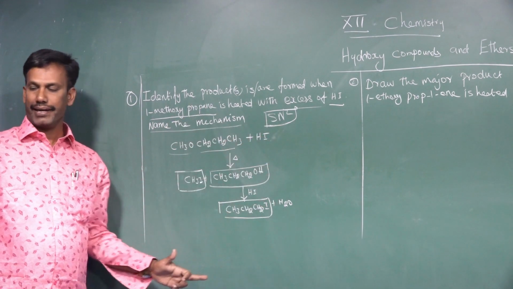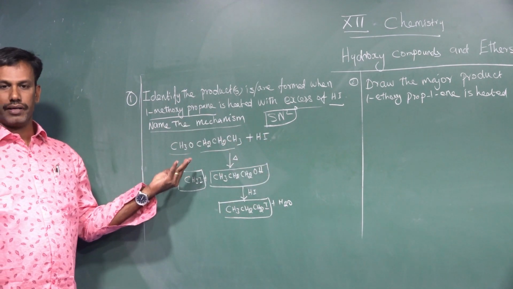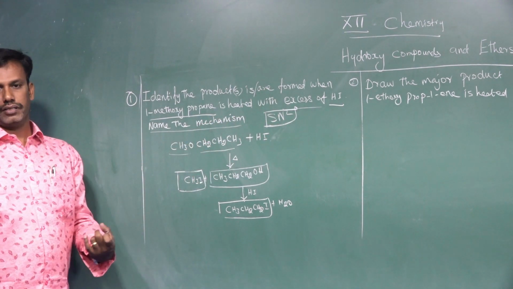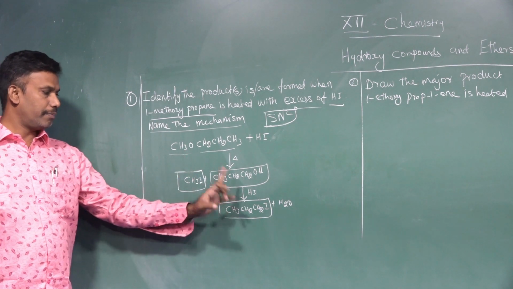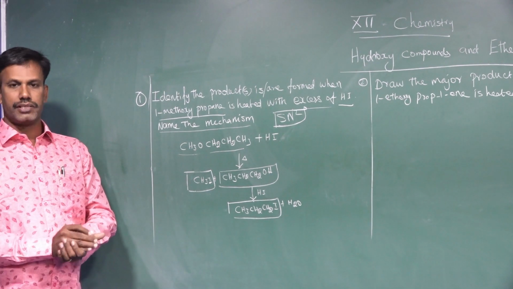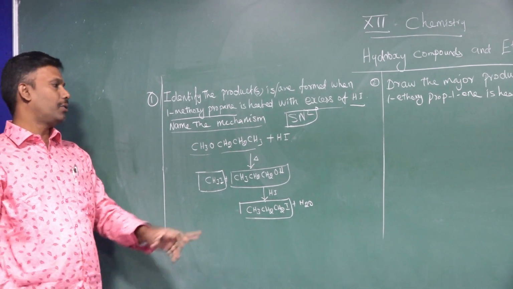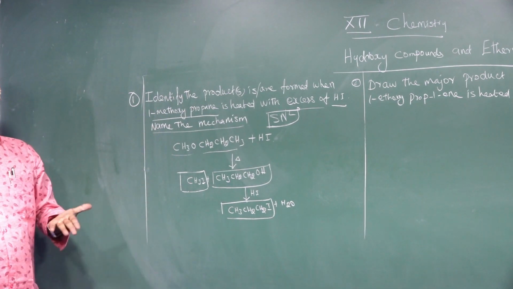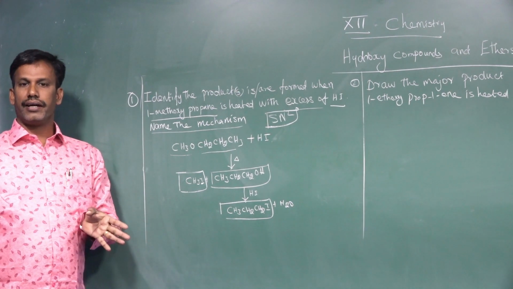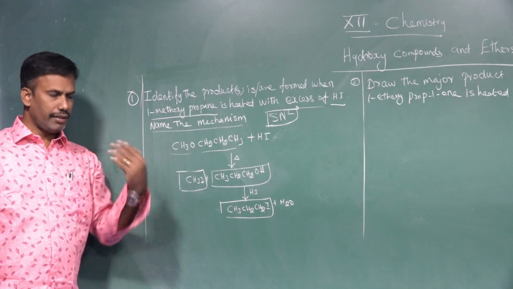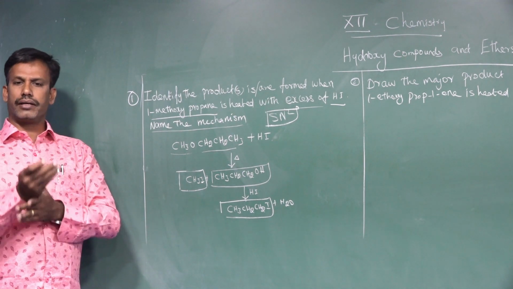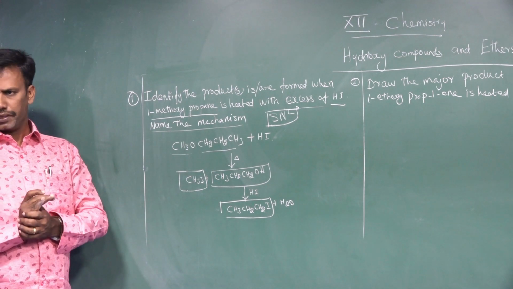So what mechanism did they ask? The mechanism involved in this process is called SN2 because primary alkyl groups are involved in the reaction. Here both the methyl group and propyl group are primary alkyl groups. If primary alkyl groups are involved, the mechanism should obviously be SN2. Now the first question is clear. When excess of HI is reacted with the ether, all the alkyl groups are converted to iodide and water.